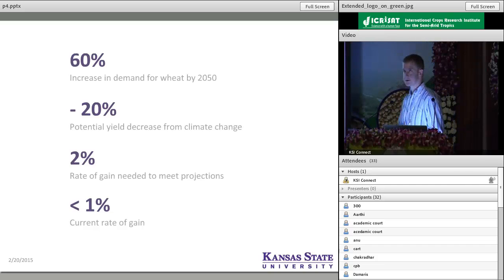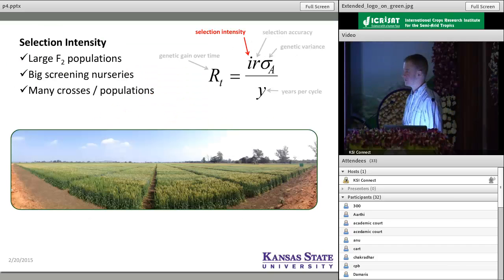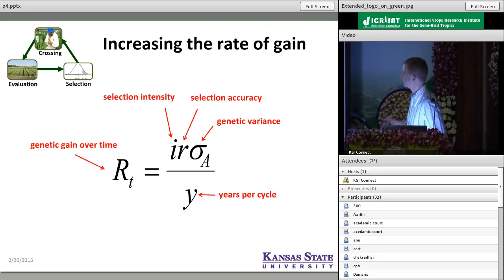In the context of breeding, always think about this as accelerating and making the breeding cycle more efficient. How can we go from crossing, to speeding up the evaluation, and doing selection more quickly and more effectively? If you put this in a quantitative genetics context, you get an equation of some form like this, which in its simplicity is just looking at genetic gain over time. So how much better is the average population this year than it was last year?